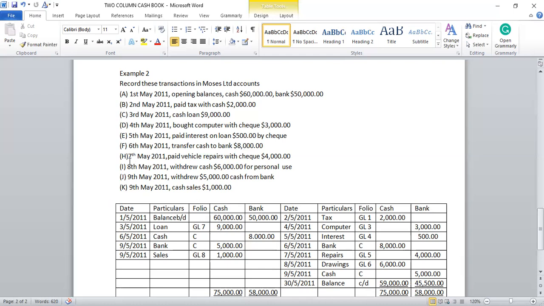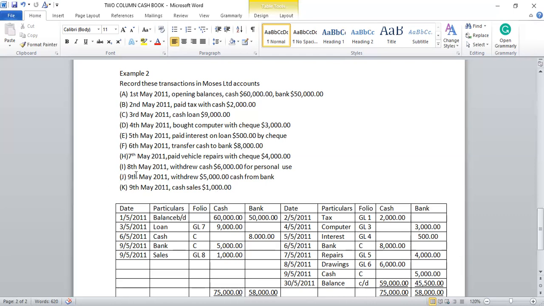So we go on to the next one. H, 7th May 2011. Paid vehicle repairs with check $4,000. That is the bank account being credited with $4,000. So we come here. 7th May 2011. That's the date. Particulars, repairs. And the folio is 5. I assume that the repairs account can be found in the general ledger page 5. And the amount involved is $4,000, the bank account being credited.